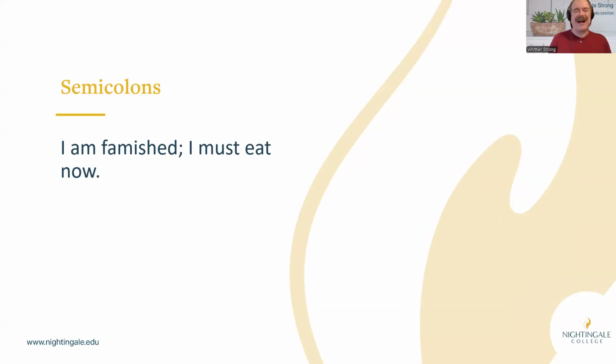I am famished; I must eat now. A familiar feeling. So what do we have here? We have two independent clauses. One of the tests of an independent clause is that it can stand as a complete sentence unto itself. I am famished. Makes perfect sense as a complete sentence. I must eat now. Again, makes perfect sense as a complete sentence. But this writer, me to be honest, has chosen to merge these into a single sentence with the semicolon.